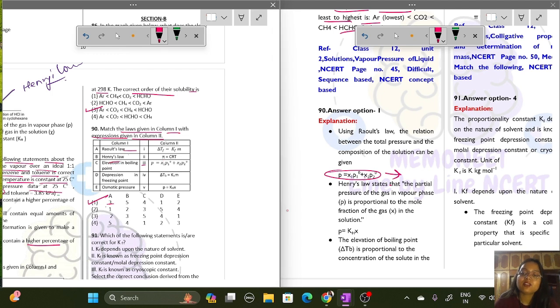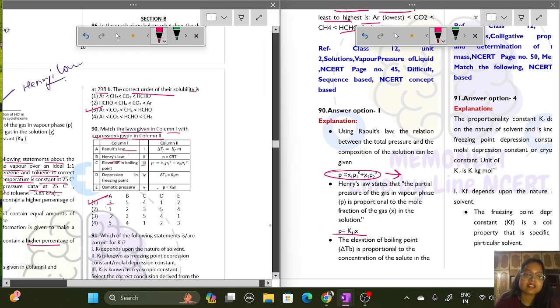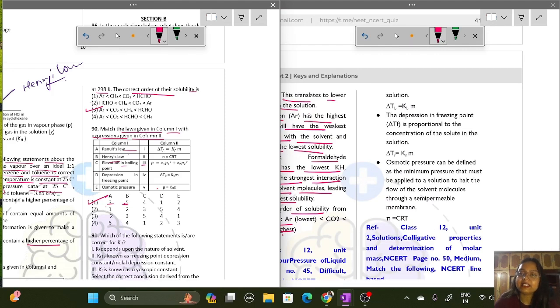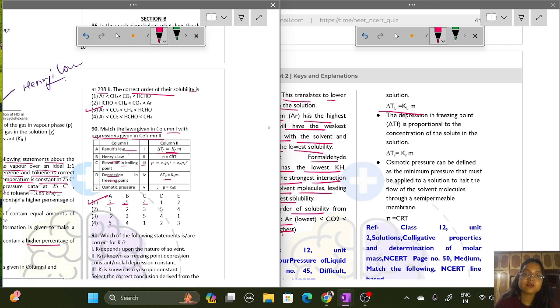Now Henry's law will be P equals KH X, so option B will have 5 as the correct option. Okay. Elevation in boiling point. What is the formula for this? Delta TB is equal to KB into m, which means option 4. Depression in freezing point, which means delta TF is equal to KF into m.